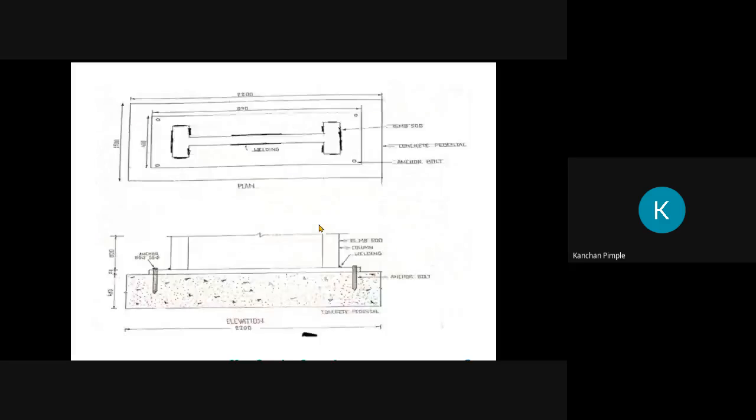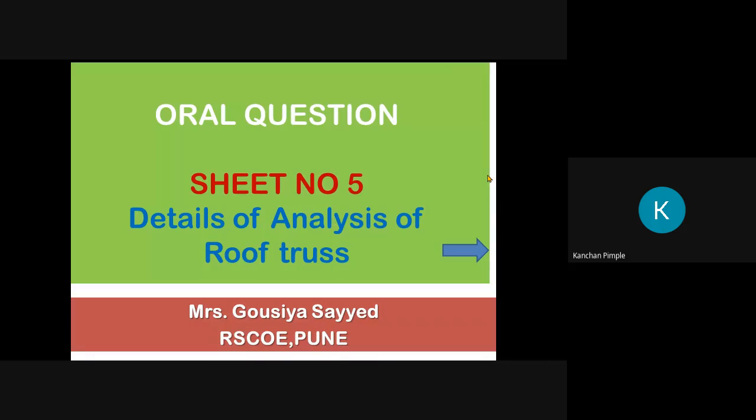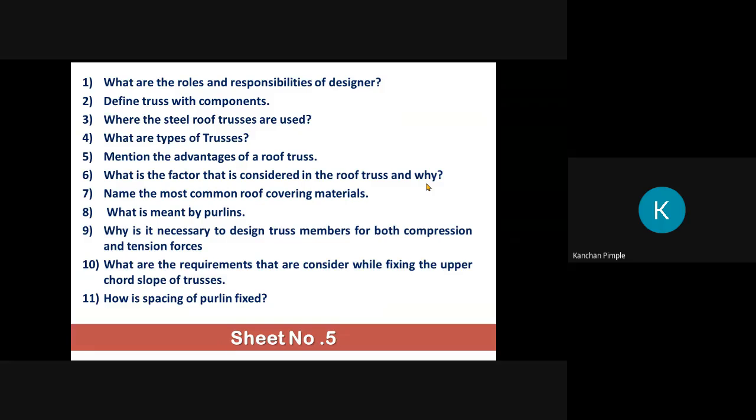Now, after discussing sheet number 7, let's go to the different choices or the core oral questions based on sheet number 5. So just see here. Here I sorted out some main questions which will be asked during the sessions. So as an engineer, first, what are the role and responsibility of a designer? You have to know. Again, you have to define the truss with components.